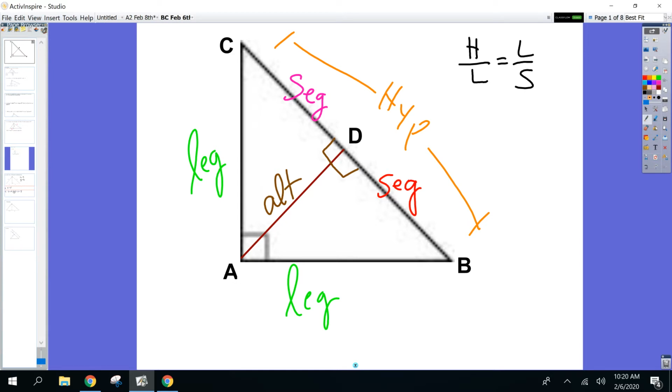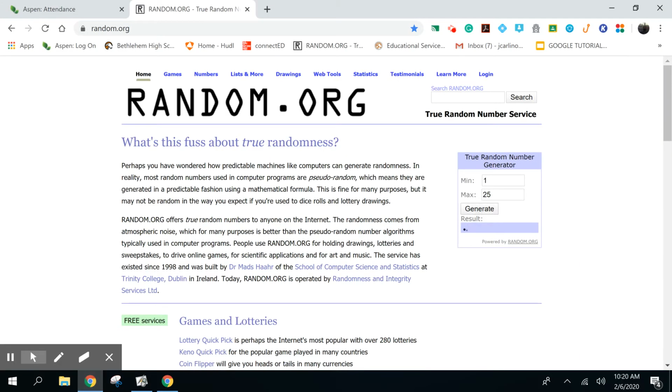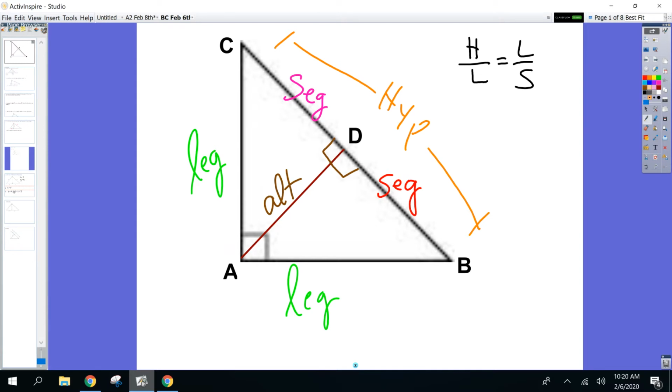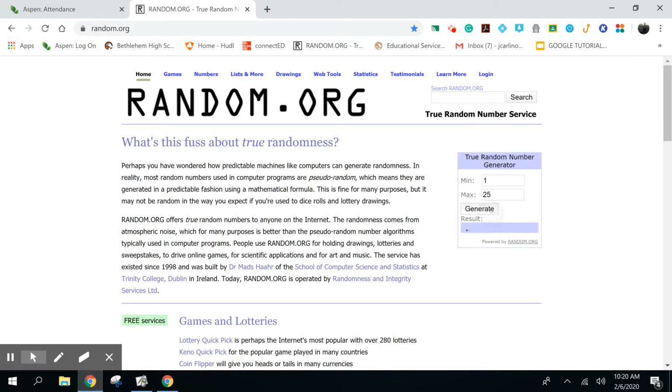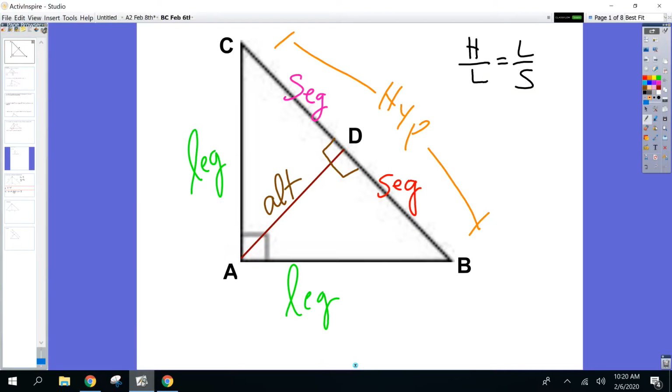Explain to me what it means. 20. What's the H stand for? All right. Good call. All right, let's try 12. What's the H stand for? What's the L? Other L. Same leg or 2 different ones? Same leg. And what about that S? Segment, but I got 2 of them. Which one do I plug in? Done. That's the level you got to be at by the end of today.